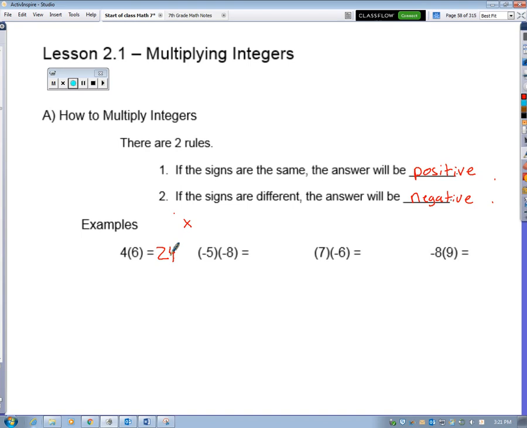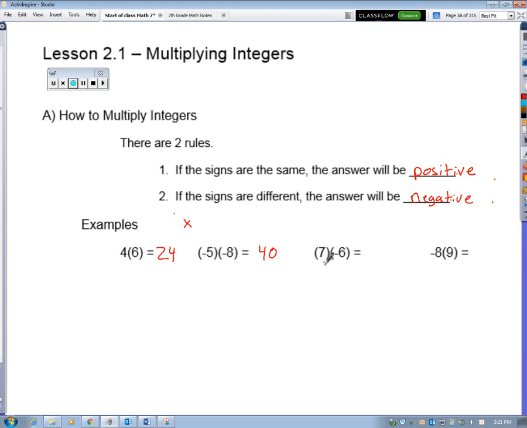Let's check out these two here. We have negative 5 times negative 8. Alright, multiply like normal, that's going to be 40, and since they are both the same, they're both negative, we're just going to leave it positive because that's our rule number 1 up here.